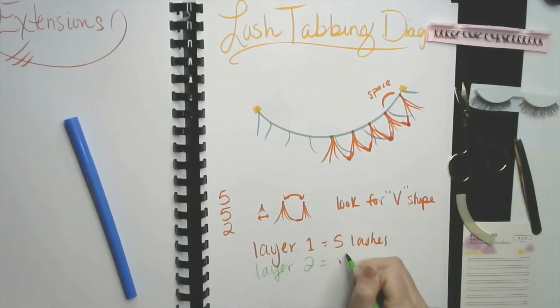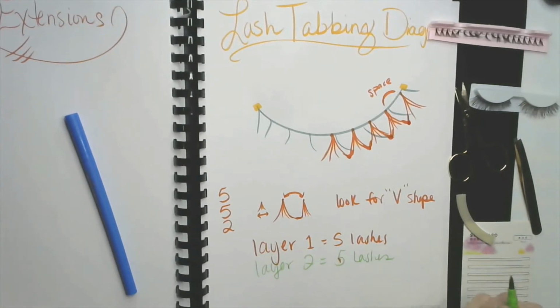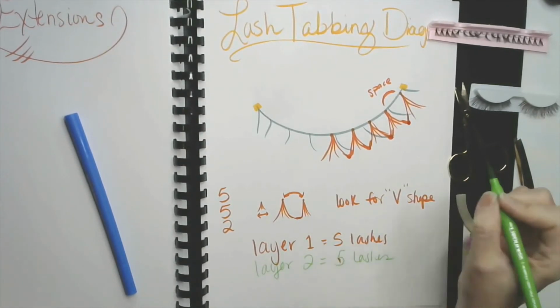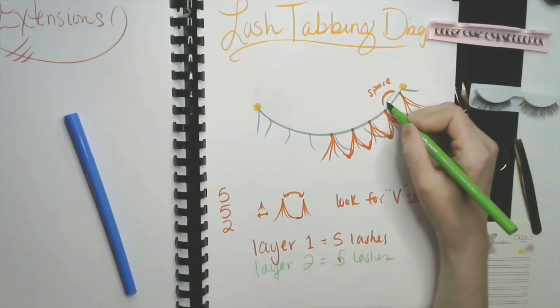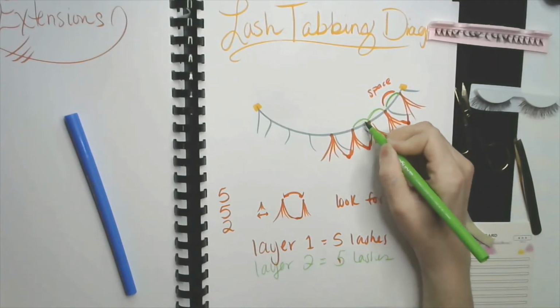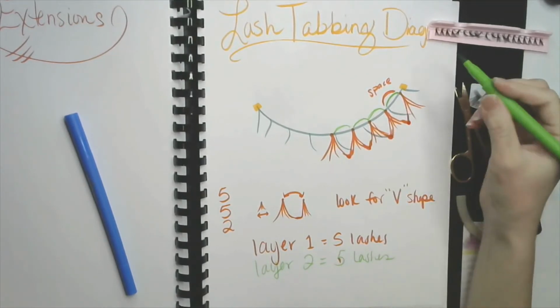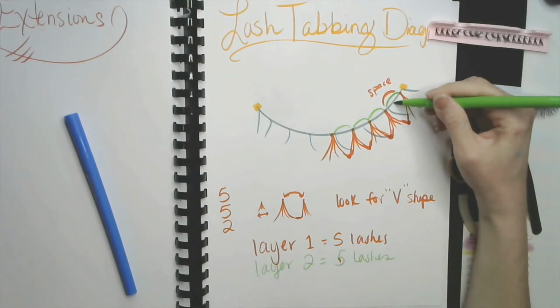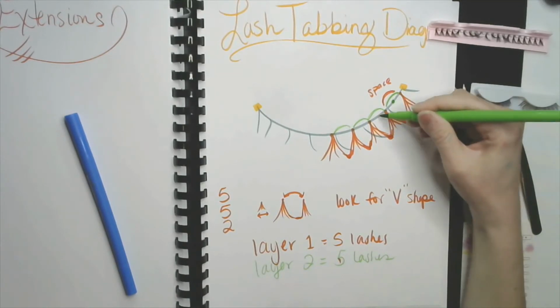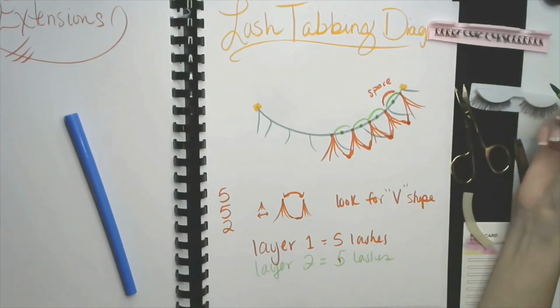Okay, so our second layer, layer 2, is also going to be 5 lashes. Okay, you're going to go in between. So this space right here that we have previously created with making our V's between our lash tabbings, we are now going to come in and put a tab in between each one of those previous tabs.